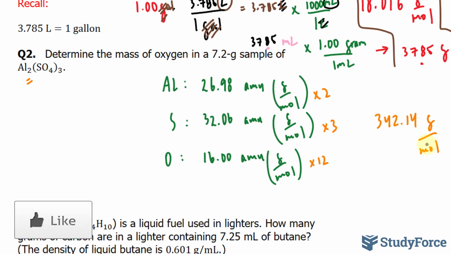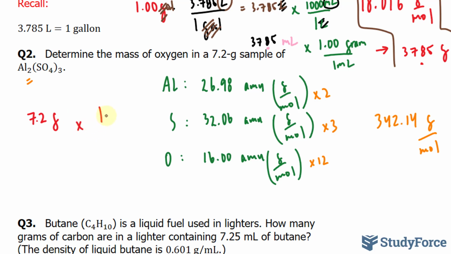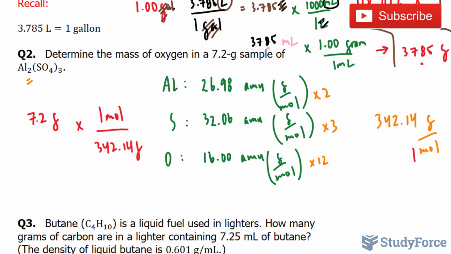Now they want us to determine the mass of just oxygen. So what I'll do next is take 7.2 grams, which is the total, and multiply it by a version of this number. And of course, by doing that, you end up with the total amount of moles. So I'll take 7.2 grams and multiply it by the flipped version of this number. Notice that right now this number has grams at the top and moles at the bottom. So instead of having the moles at the bottom, I'll leave them at the top. So I'll multiply it by 1 mole over 342.14 grams. So this unit will cancel out with this unit, leaving me with just moles.